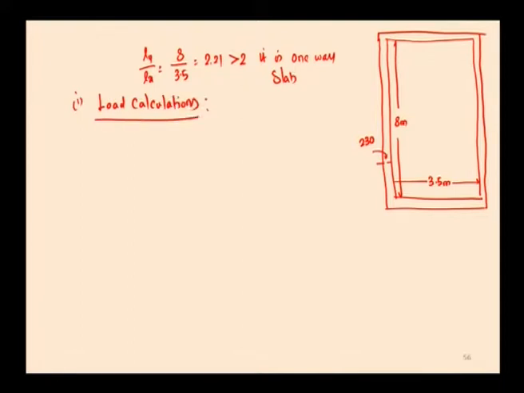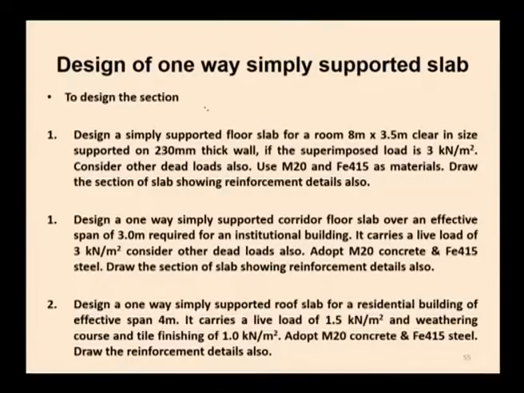In the case of load, there are two types of load, one is dead load, another one is live load. Dead load includes the self weight of the structure itself, the weight of partitions and the weight of floor finishes. The next load is the live load, which is given in the problem, or we can select it from IS 875 for the respective room of the respective building. Let me see the problem. Here it is supported on a 230 mm thick wall and the superimposed load is 3 kilonewton per meter square. Consider other dead loads also. Use M20 and Fe 415 as materials. Draw the section of the slab showing the reinforcement detail.